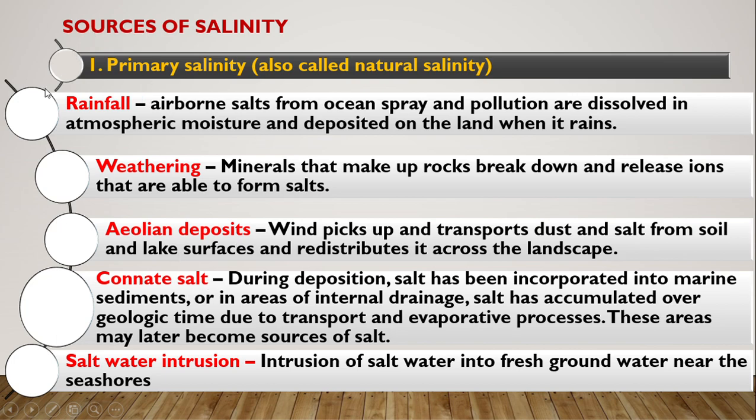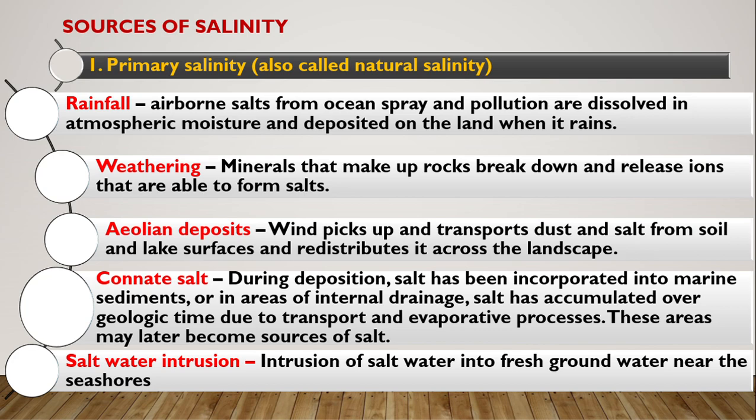When there is a certain amount of salt in the atmosphere, when rain comes, the salt dissolves in the rainwater and it will make the soil saline. So that is the first reason. Second thing is weathering. Weathering is actually the process of production of soil from rocks. When the parent material or the rock contains some amount of salt, then the soil also contains the same amount of salt. So that is the second thing.